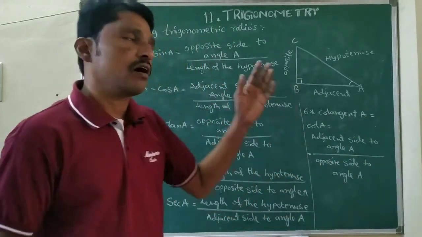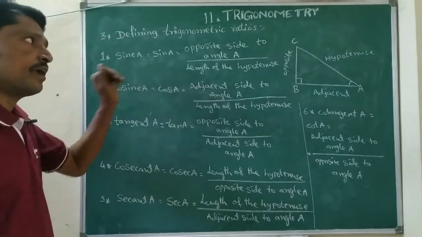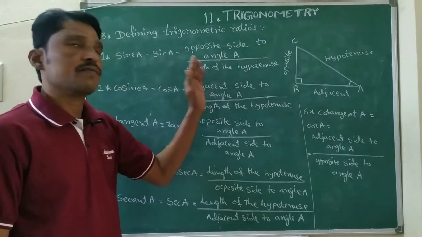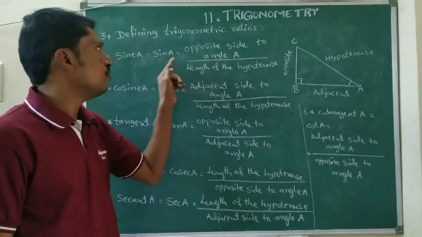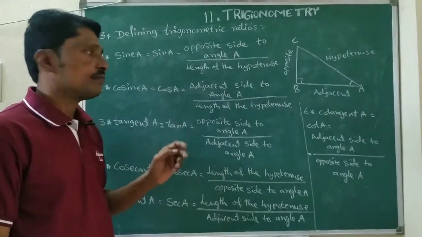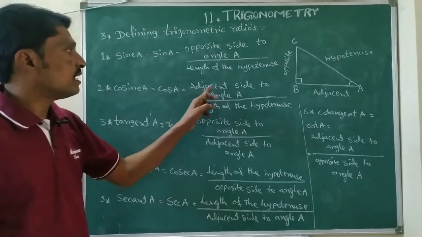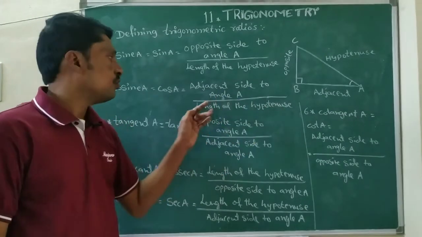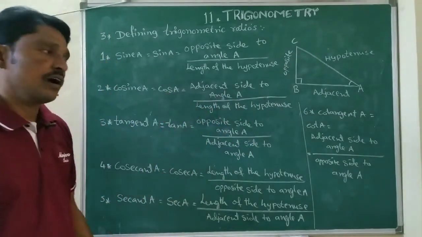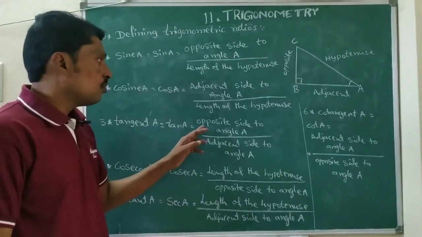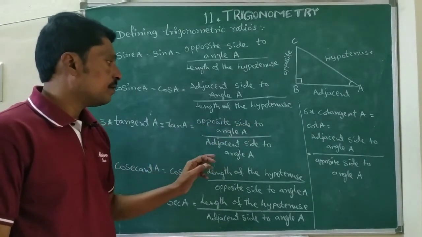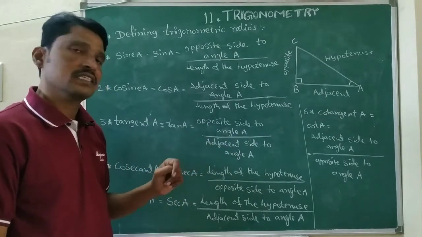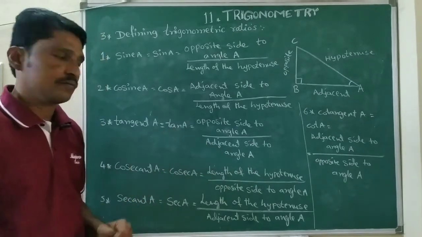Once again revising all this. Sin A equals the opposite side to angle A by the length of the hypotenuse, so this ratio we are taking as sin A. Cos is the adjacent side to angle A by the length of the hypotenuse, so this ratio we are taking as cos. Tan is the opposite side to angle A by the adjacent side to angle A, so this opposite by adjacent we are taking as tan.